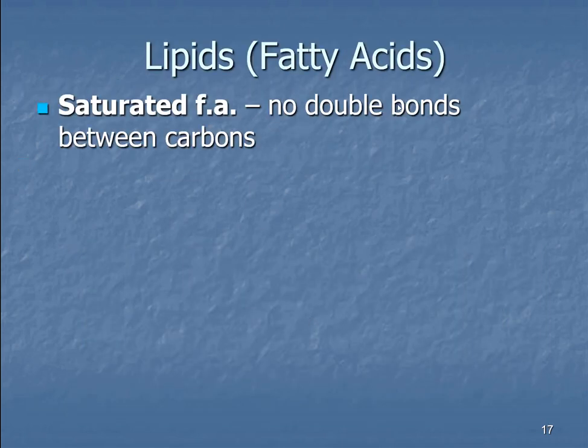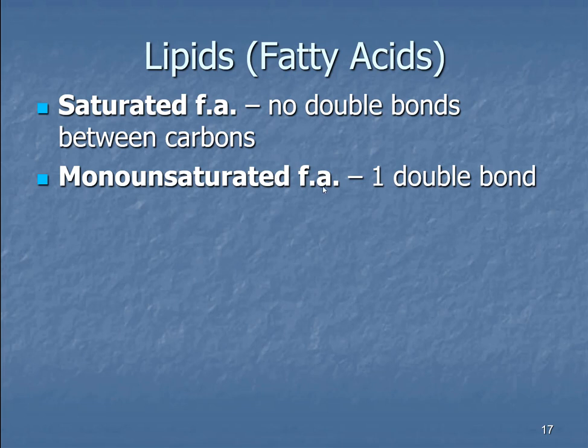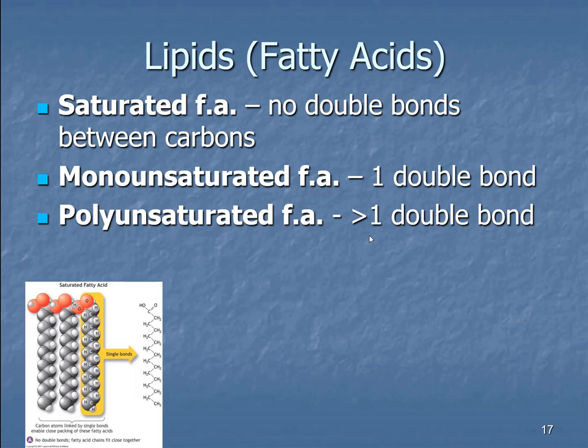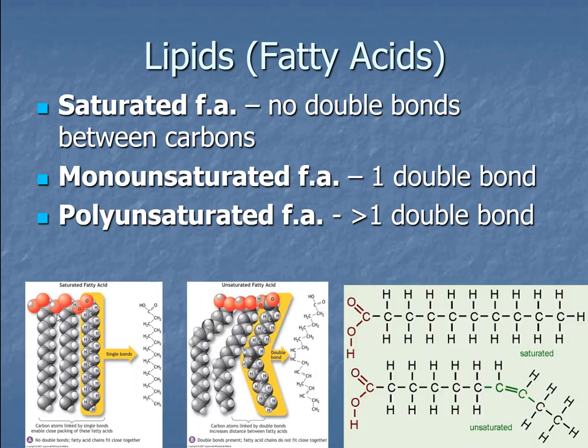So saturated means no double bonds between the carbons. Monounsaturated means there's one. Polyunsaturated means there's more than one. Some quick examples here. This is saturated. If you look closely, these are all single bonds between the carbons. Here there are, looks like, 3 double bonds, one here, one here, one here, so this would be polyunsaturated. In this example right here, there's only 1 double bond, so that would technically be monounsaturated. And you see another saturated one right here.